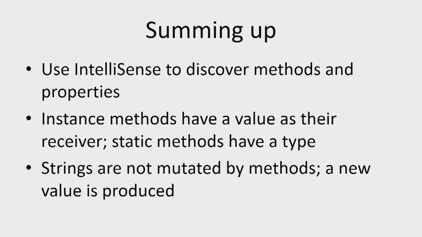Summing up, you can use IntelliSense to discover methods and properties of strings, integers, any other type you want. Instance methods have a value as their receiver. They have an expression that has a value. Static methods have a type as their receiver. And we saw that with the toUpper method, the string was not mutated by the call to the method. Rather, a new value was produced. The variable was not mutated.